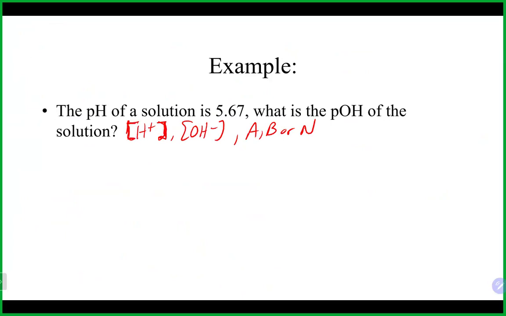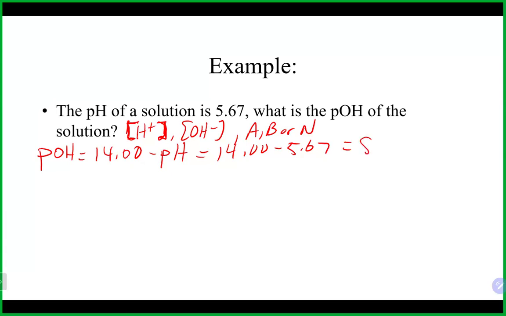We have the pH given to us, and since we're looking for everything, we have a few options as to what to do. We could get the pOH up front, so I might just do that. The pOH is going to equal 14 minus the pH, which would be the easiest move. 14 minus 5.67 gets us 8.33.